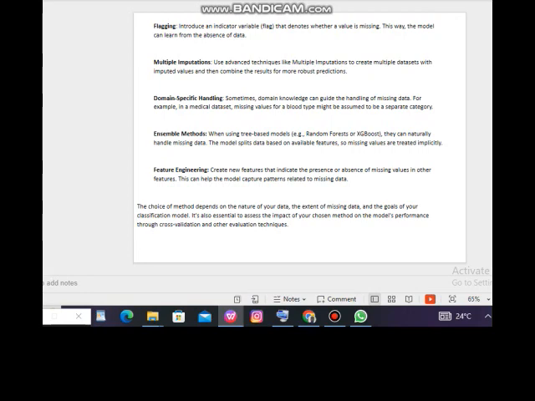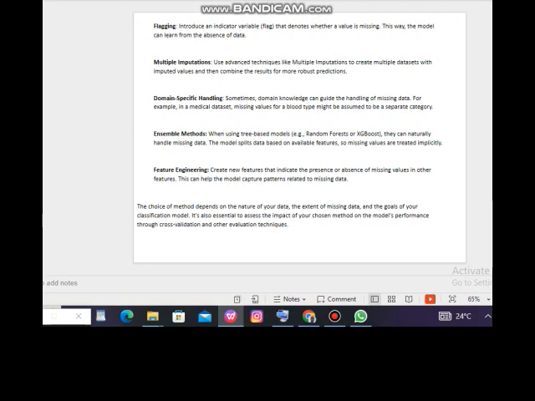Domain specific handling. Sometimes domain knowledge can guide the handling of missing data. For example, in a medical dataset, missing values for a blood type might be assumed to be a separate category. Using tree-based methods, e.g. random forests or XGBoost, they can naturally handle missing data. The model splits data based on available features, so missing values are treated implicitly.